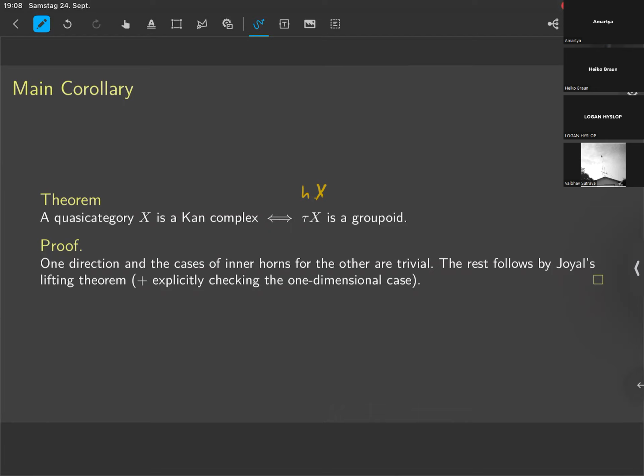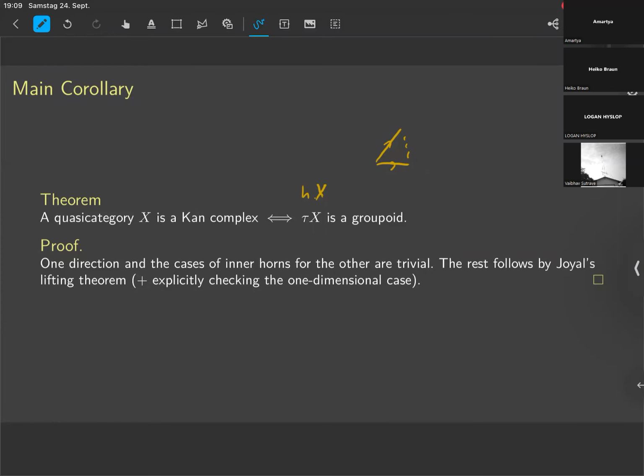So in essence, one can also say that a quasi-category is a Kan complex if it is an infinity groupoid. This is why the name infinity groupoid comes into the picture. Yeah, and the proof is the following. One direction, namely if it is a Kan complex, then it is an infinity groupoid. This is easy, just because we can look at horns like this. It's a 2-horn, and then we lift it and find inverses, also in the other direction, so always possible. And the other direction follows by Joyal's lifting theorem.